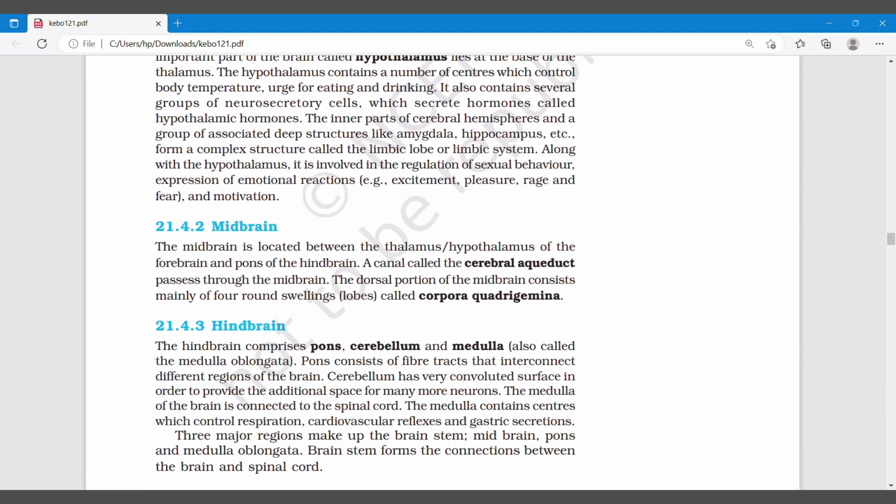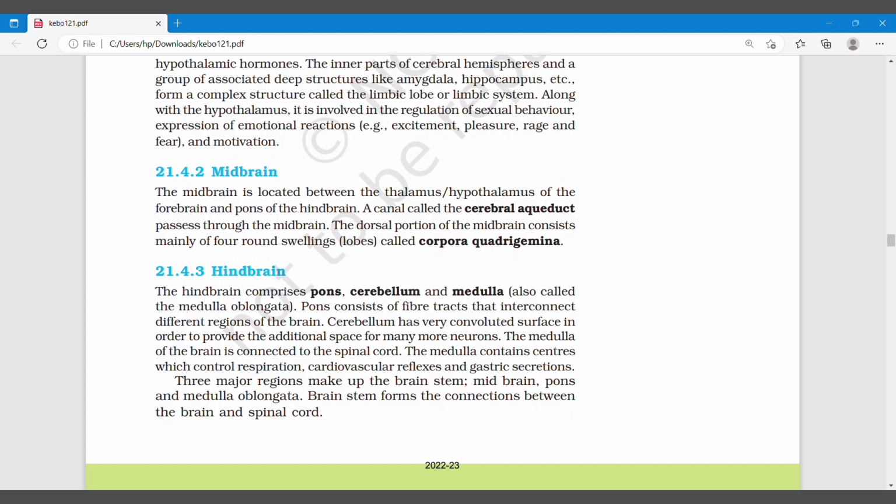The second part is midbrain. The midbrain is located between the thalamus/hypothalamus of the forebrain and pons of the hindbrain. A canal called cerebral aqueduct passes through the midbrain. The dorsal portion of the midbrain consists mainly of four round swollen lobes called corpora quadrigemina. And the last part is hindbrain.